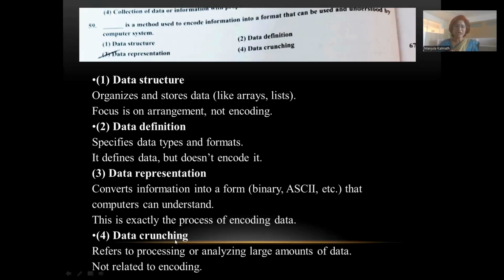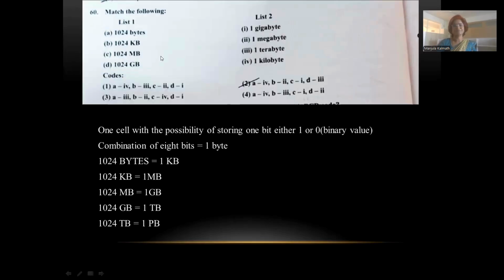And next we have data crunching, which refers to processing or analyzing large amounts of data, not related to encoding. A huge amount of data will be analyzed through the data crunching technique here. So the correct answer for this is data representation.